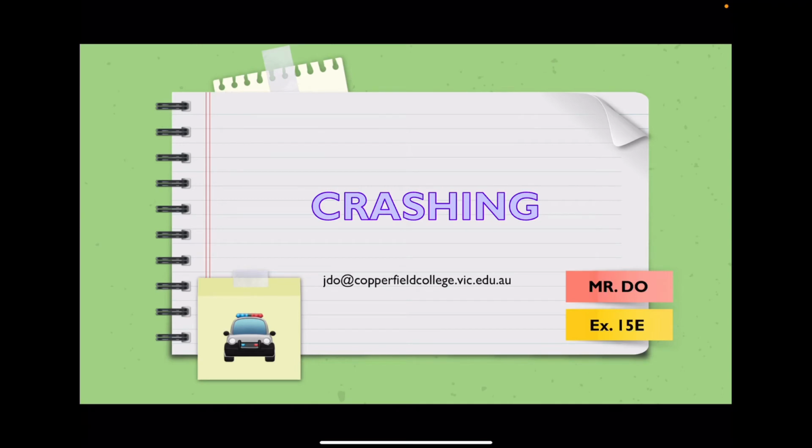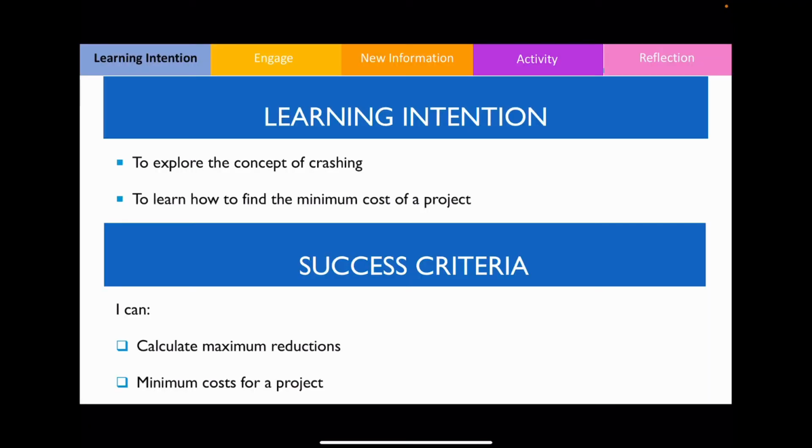Hello class, in this video we're going to be looking at crashing. The learning intention of this video is for us to explore and understand the concept of crashing and to learn how we find the minimum cost of a project.